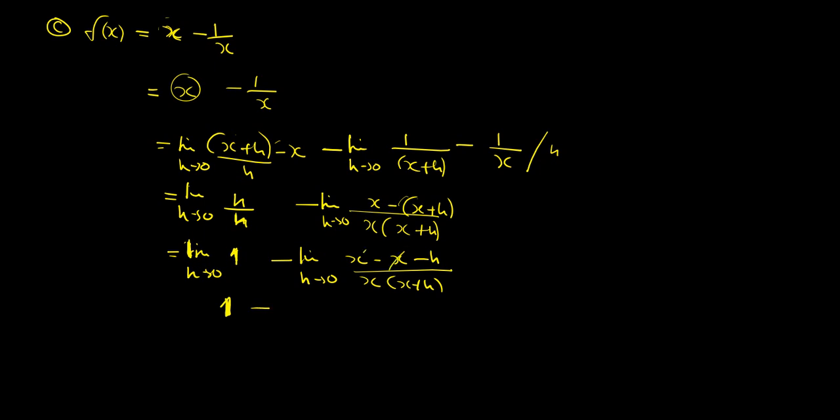Then minus, let's work out this one. This one and this one go, so we remain with negative limit as h approaches 0 of negative h over x, then open bracket x plus h, like that. So now it's just a matter of replacing. So 1 there, then wherever there's h you put 0 and forget about the limit thing.